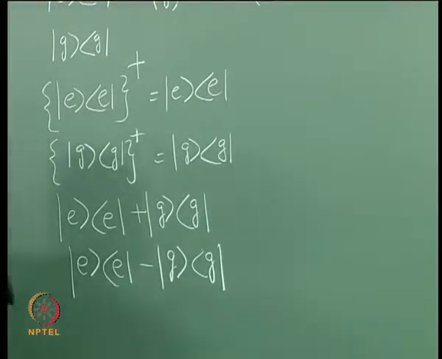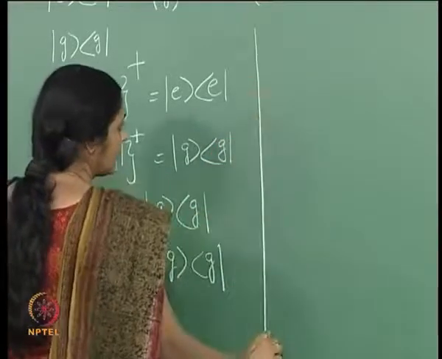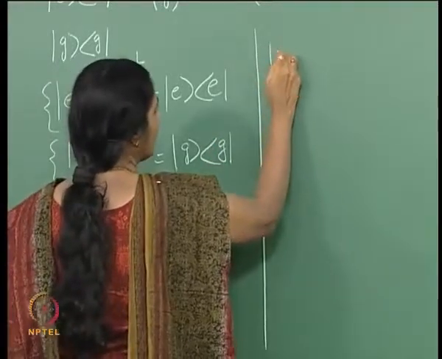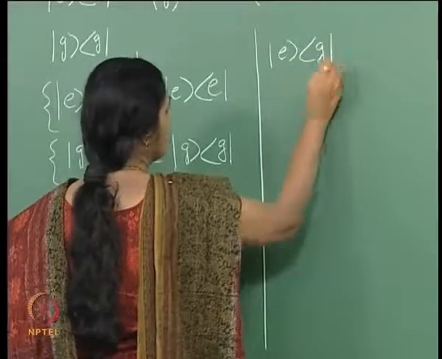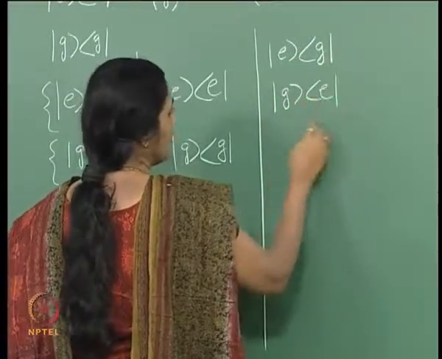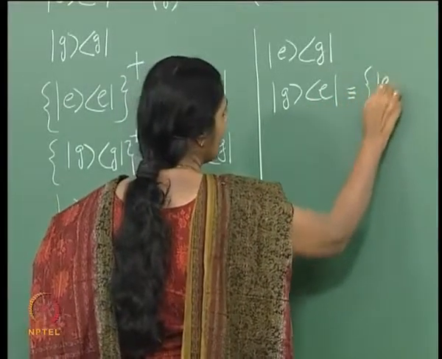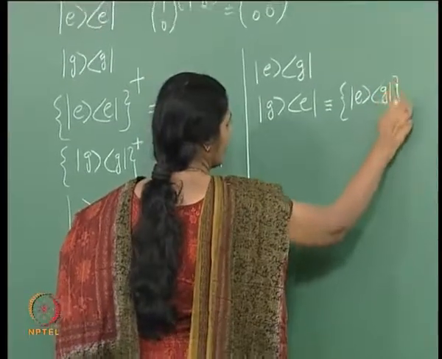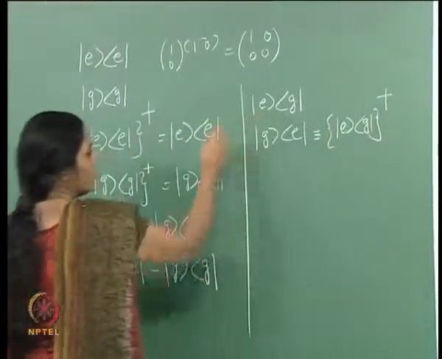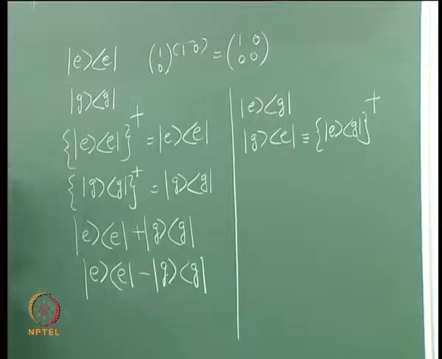There are more operators that I can think of. I can have the non-Hermitian operator |E><G| and |G><E|. This object is clearly the Hermitian conjugate, or the dagger, of that operator. I can think of combinations of these.